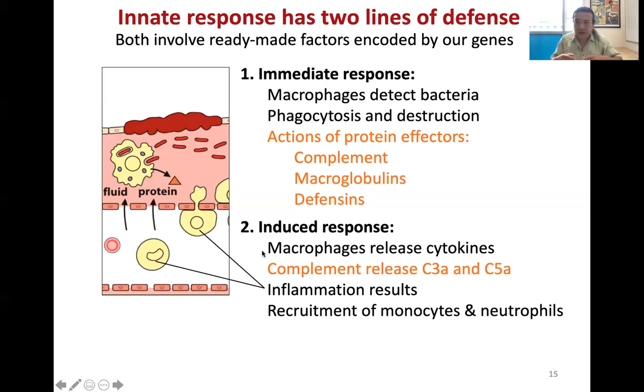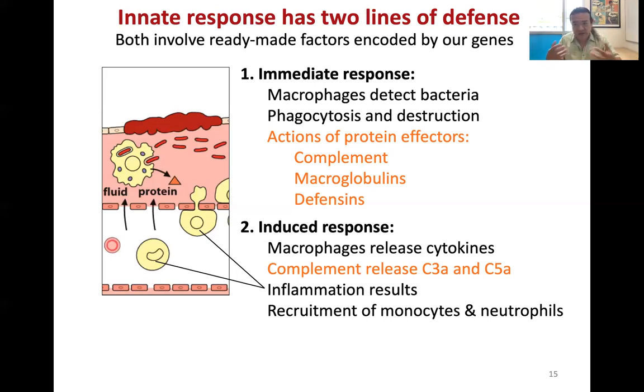So macrophages are releasing cytokine messages. These are the orange triangles, as they're eating bacteria or as they are detecting different components of bacteria. And these cytokine messages then call for the start of inflammation, which is a very important process that we will talk a lot about. So I'm just going to mention that now. You get inflammation in your skin. That's part of this induced response. It also helps recruit other cells like more monocytes and neutrophils to come and help out.